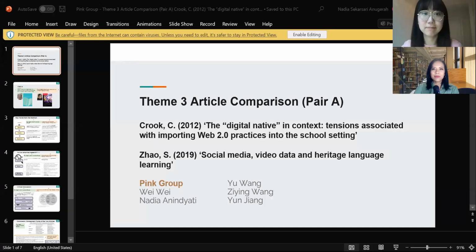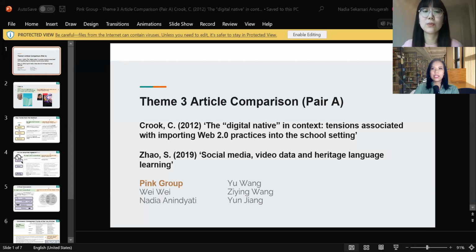We will present to you the theme tree presentation from our group, Group Pink, in today's session, Internet Culture. I will share our presentation. So this is our presentation. We will compare the pair A articles.